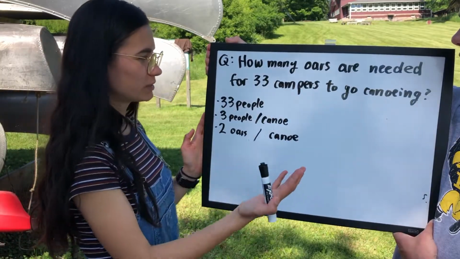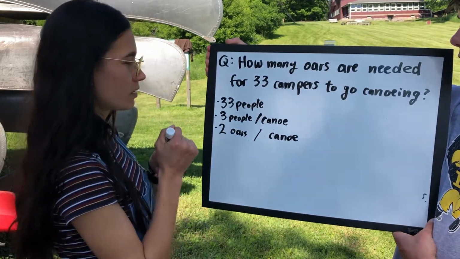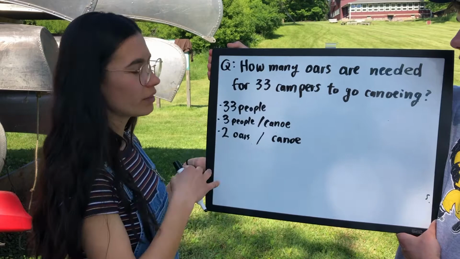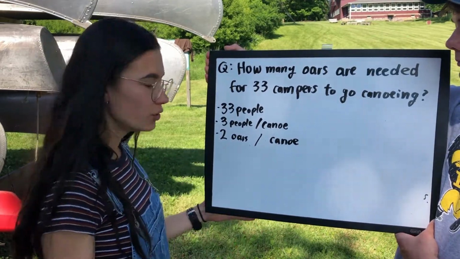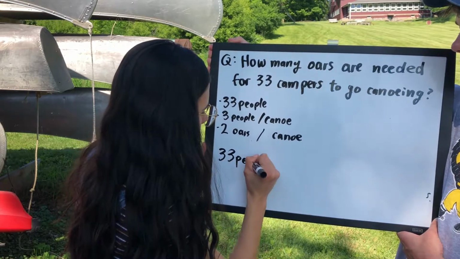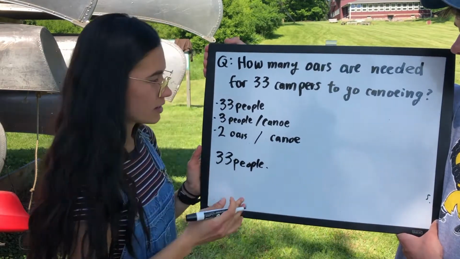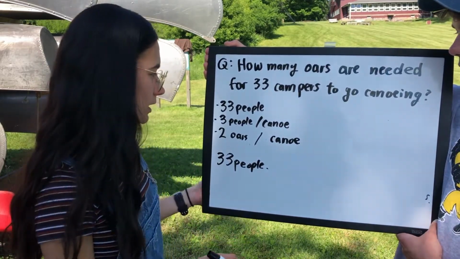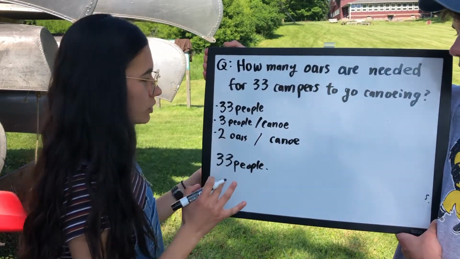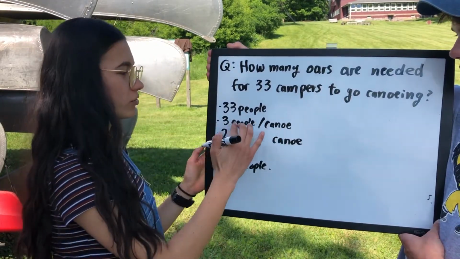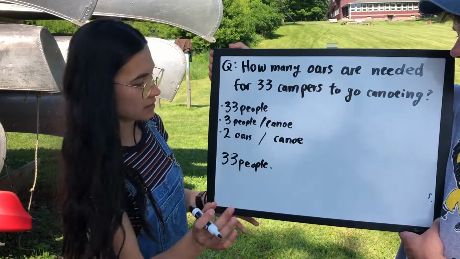Now we have our question written up with our knowns. The first thing that we'll start with is the 33 people. We know that there are 33 people wanting to go canoeing, so we're going to put that as a start. And then I like to look back at our knowns and see where I can go next. I see that there's a people here, so we're going to use that known. And this says 3 people per canoe. So we're going to use that down here.